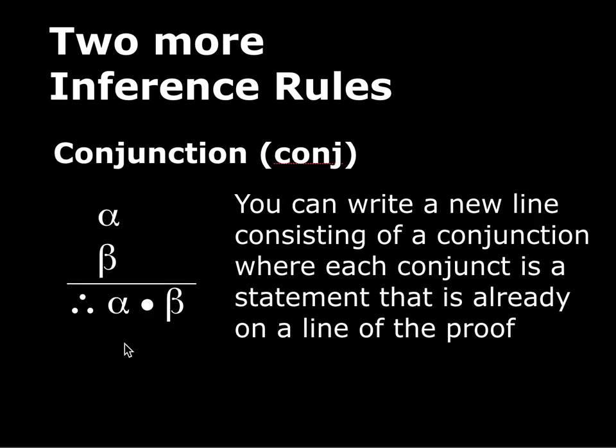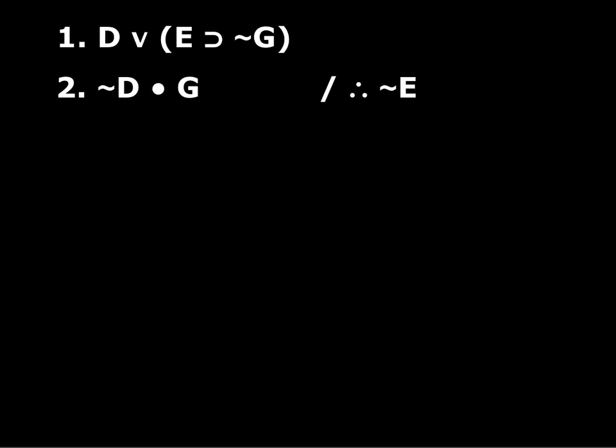The rule of conjunction says that I can write a new line consisting of a conjunction where each conjunct is just a statement that's already up here somewhere. So you can think of it roughly as like I can take any 2 statements and I can combine them into a conjunction if I want to. Okay, let's see some examples.